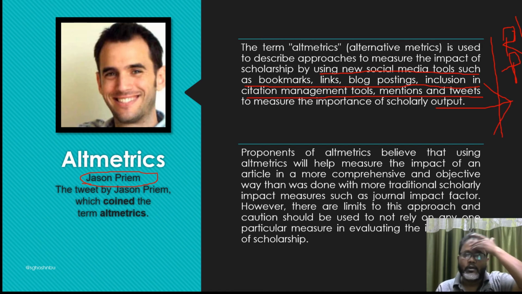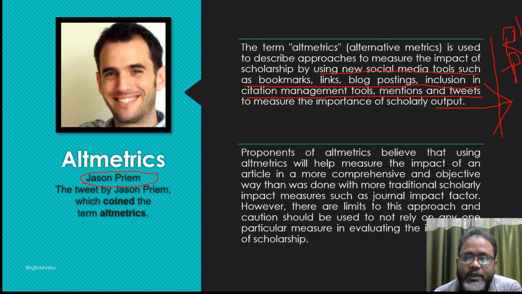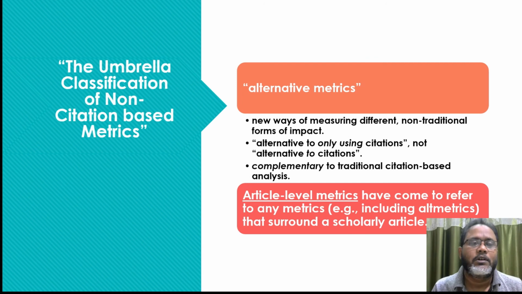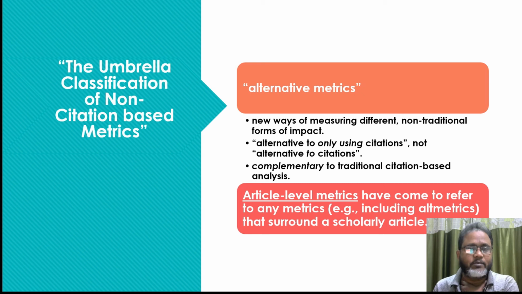Proponents of altmetrics believe that using altmetrics will help measure the impact of an article in a more comprehensive and objective way than was done with more traditional scholarly impact measures such as the journal impact factor. There are limits, but still it is a good approach right now. It is the umbrella classification of non-citation based metrics. Alternative metrics is a new way, alternative to only using citations, not alternative to citations, but complementary to traditional citation.